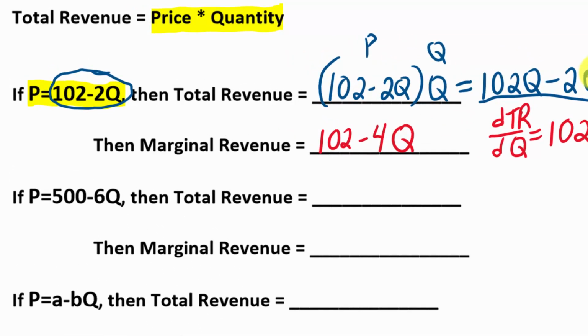Here's why this is important. You remember, the slope right here for the demand curve is minus 2. The slope of the marginal revenue is minus 4, but the y-intercept is the same.